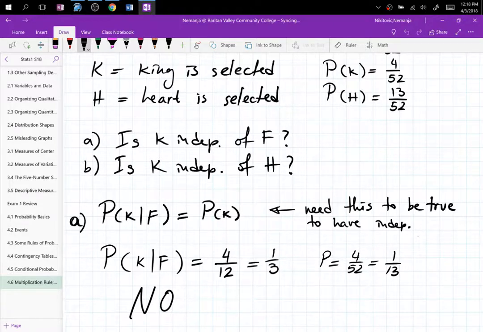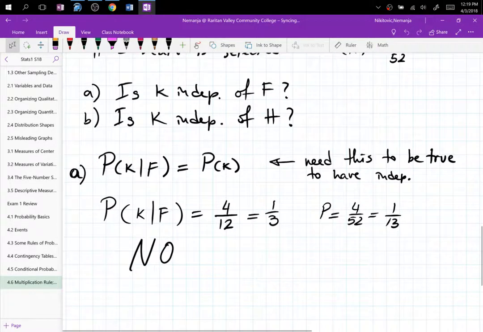So is picking a king independent from picking a face? No, it's dependent because every king is a face. So they can't be independent. Picking a 7 should be independent from face, right? Because no 7 is a face. So there is some heavy-duty thinking that you have to put into these things.